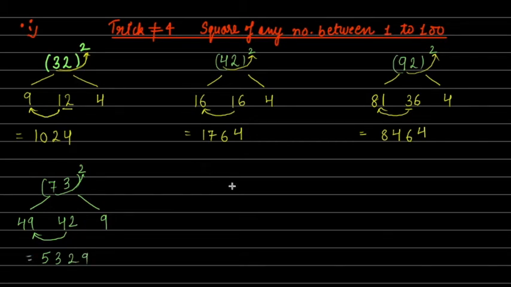Let's do more numbers. 81 square. 8 8s are 64, and square of 1 is how much? The square of 1 will be 1. Now product of these three, 8 1s are 8, 8 2s are 16. Now this one we will add here, it gives you 6561. That will be the square of this number.